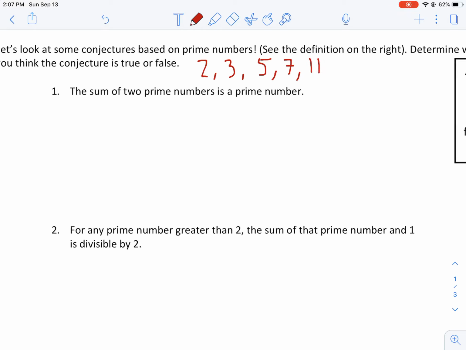So you can kind of see what these are. The next one is 13. No number goes into 13. All right. So the conjecture is that the sum of two prime numbers is a prime number. So let's try a couple of these. All right, let's try the first two.